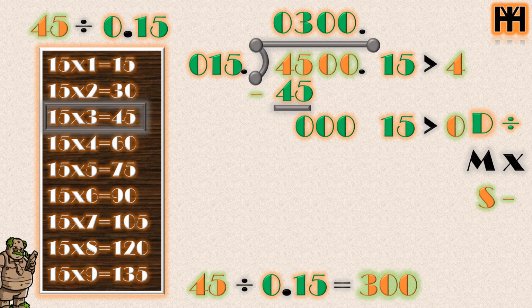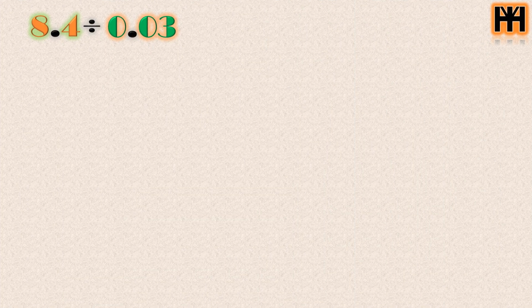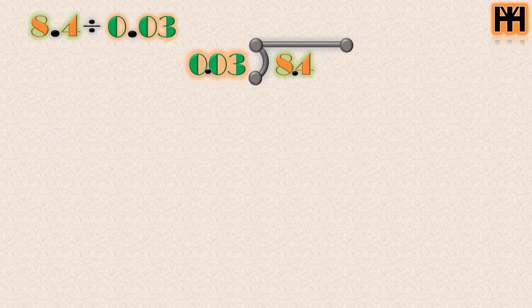Okay, to the next one. Now we have 8.4 divided by 0.03. The 8.4 will go here and the 0.03 will go here, and we'll try to make this a whole number, so the decimal point must move twice, so it will do it here also. So it will move once, then twice.